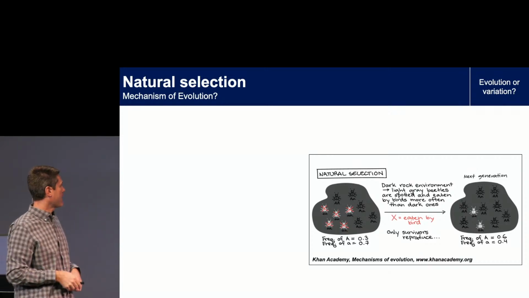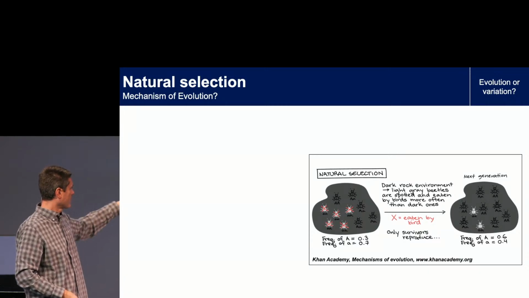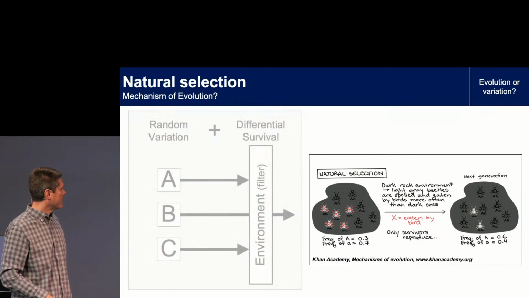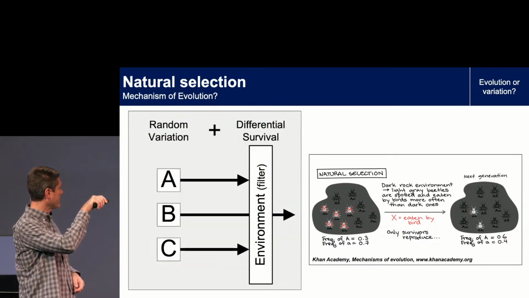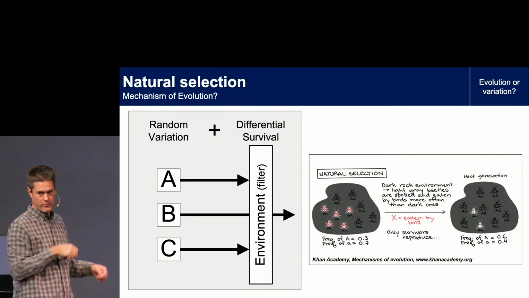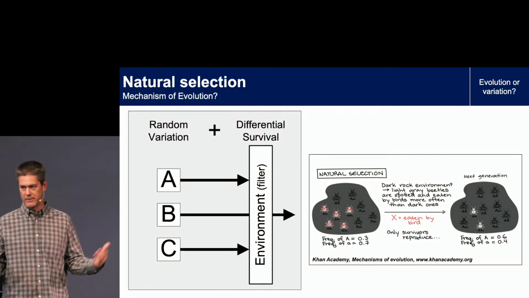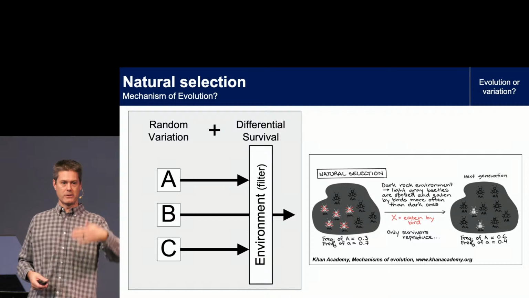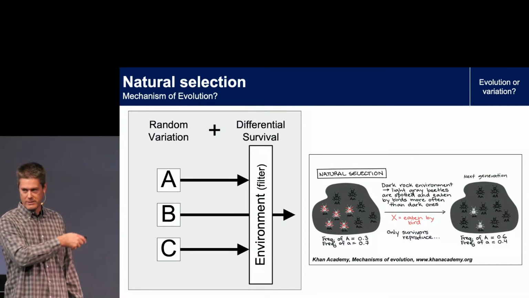Another way to look at it, conceptually, is that you've got your different variations, your random variation, you've got A, B, and C, and then the environment acts like a filter. So A and C are removed by the filter, they die, and B goes on to reproduce. That's the idea of natural selection. It's a filter. You've got random variation, and it filters. That's natural selection. The filter being, of course, death.